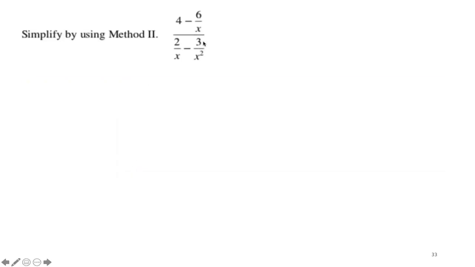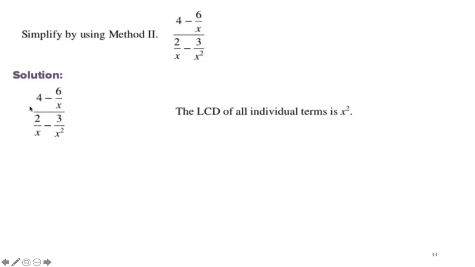So method 2, again the key here is that we're going to try to find the LCD of all the denominators and multiply everything by the LCD and try to clear all the fractions. So there's a 1 here, there's an x here, there's an x here, there's an x squared. So the LCD of all these denominators is x squared. Again, that's the highest term. So I'm going to multiply everything, top and bottom, by x squared, so I can clear the denominator.